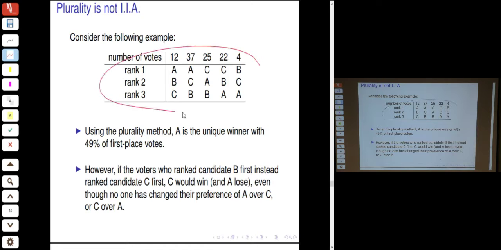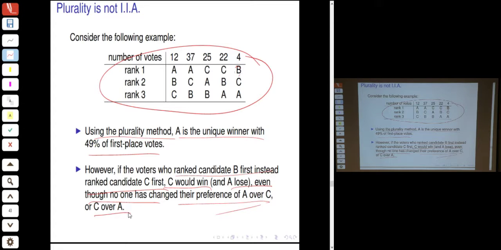So here is a voting profile involving 3 candidates, A, B, and C. The plurality method tells you that A is the unique winner with 49% of the first place votes. However, if the voters who ranked candidate B first instead ranked candidate C first, so if they switch B and C, for instance, C could win and A could lose, even though no one has changed their preference of A over C or C over A.